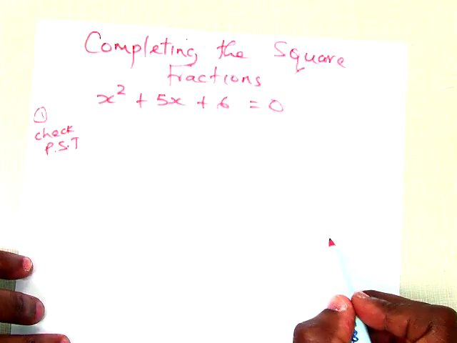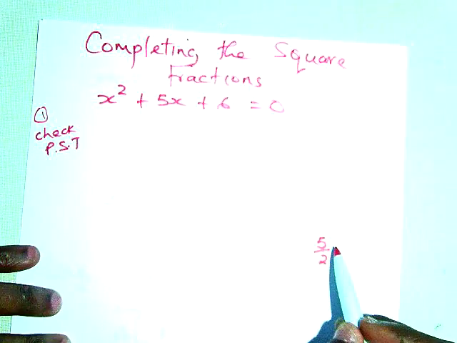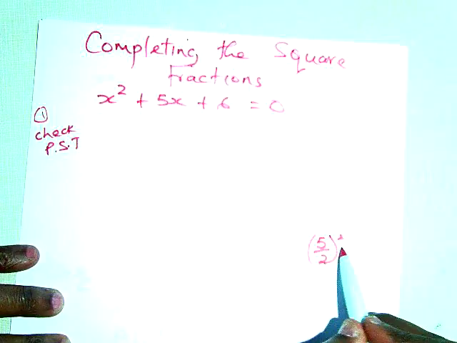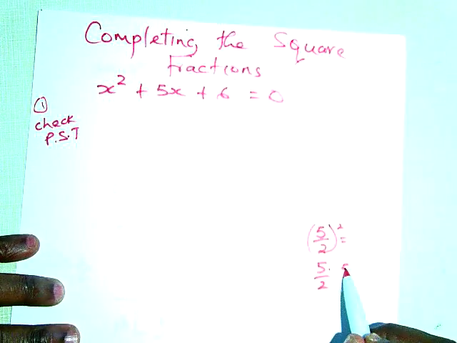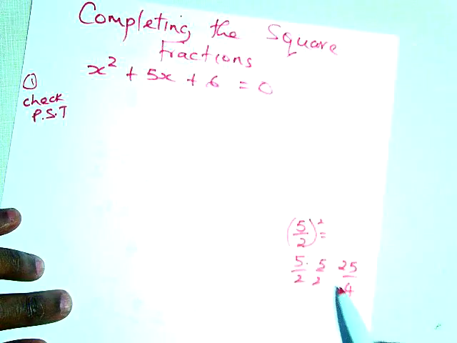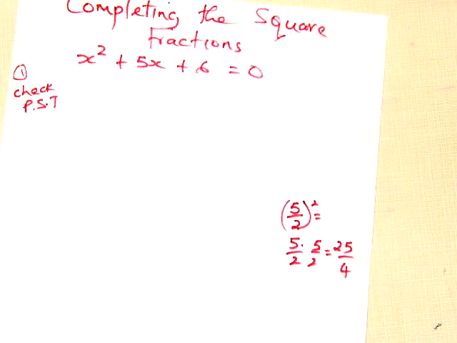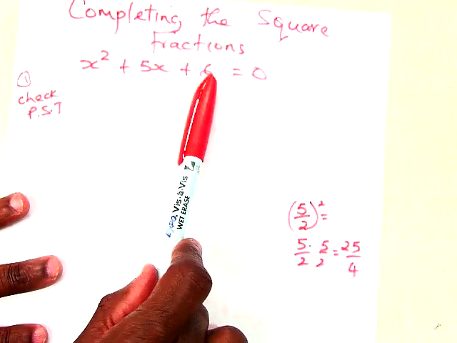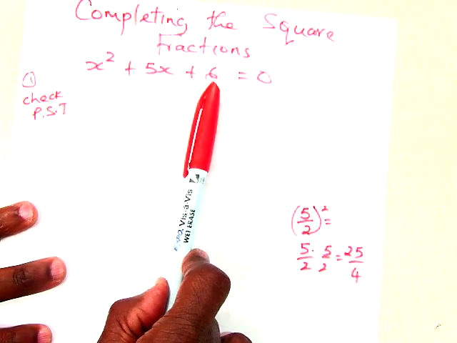take the middle term b, which in this case is 5. We're going to divide it by 2 and square it, and that gives me 5 over 2 times 5 over 2 is 25 over 4. So my c term should be 25 over 4, but obviously it's not 25 over 4, it's 6. So what I need to do is I need to get rid of this.